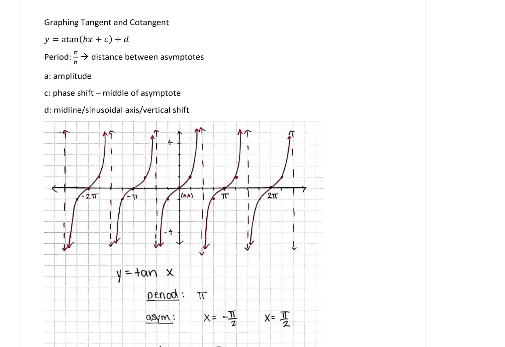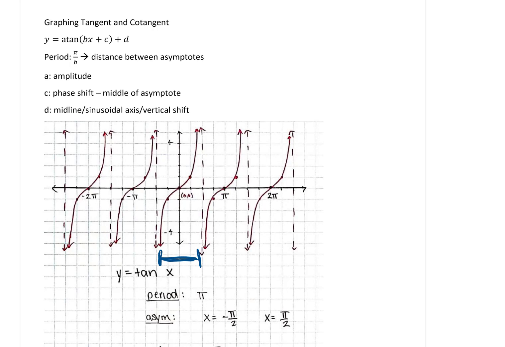And what you'll notice is that the period is actually only a length of pi. So that's one big difference between sine and cosine. The reason why the period is only pi is because that's the distance between each asymptote.